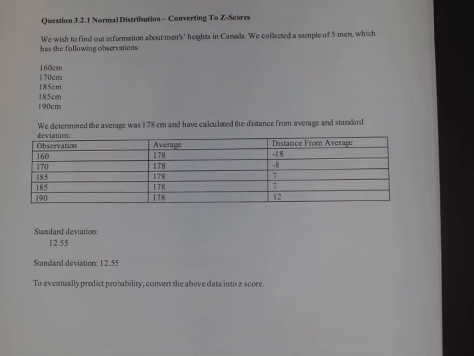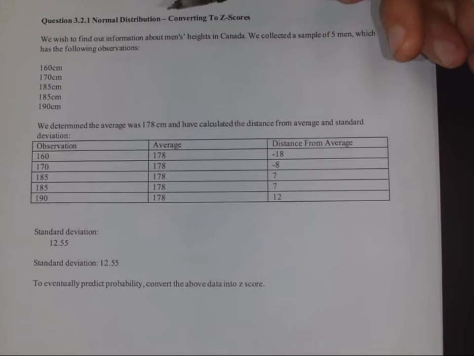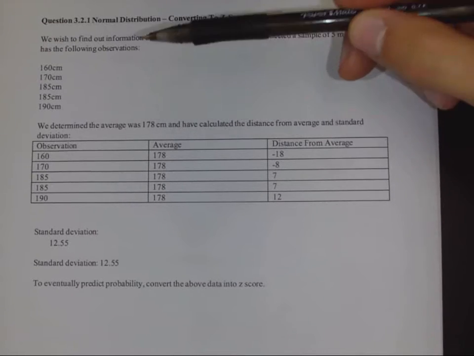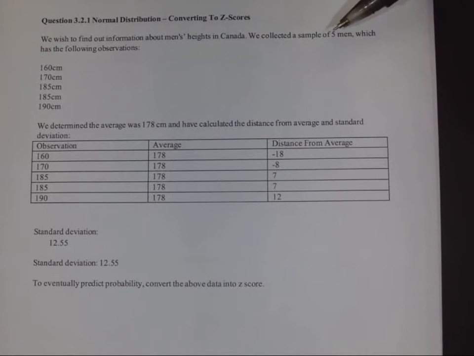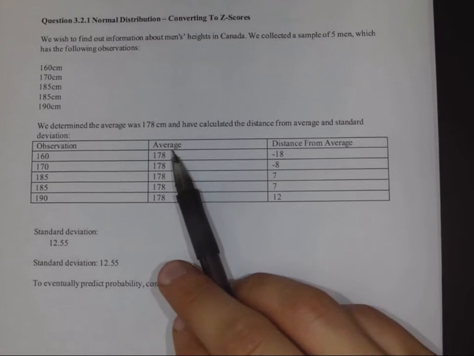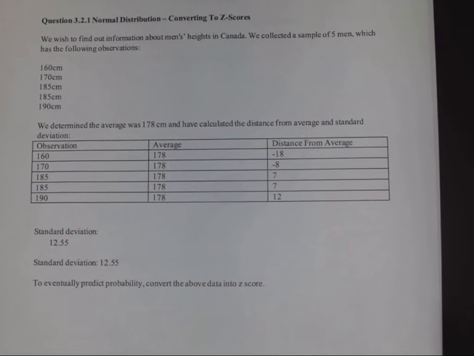We can use the z-score to determine the normal distribution probabilities. The first step of that is to determine what the z-score is. So if you recall from chapter 1 or section 1, we had the 5 observations of men's height, trying to determine information about men's heights in Canada. Now we determined the average and the distance from average. That helped us determine our standard deviation of 12.55.